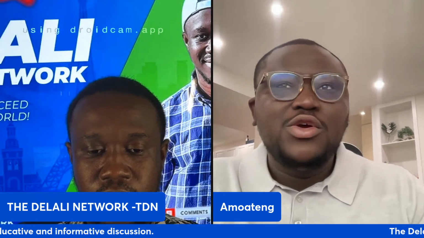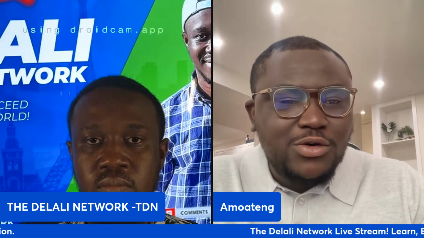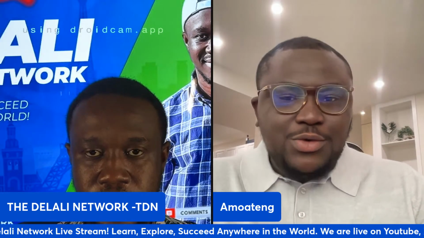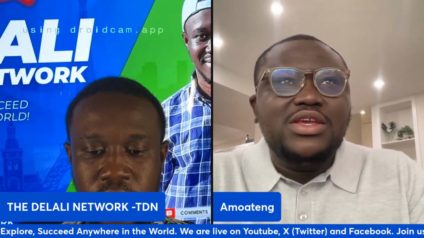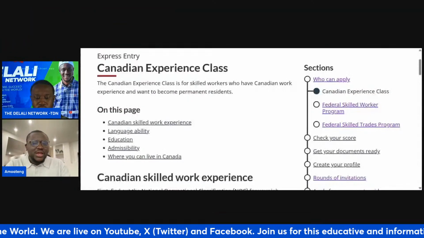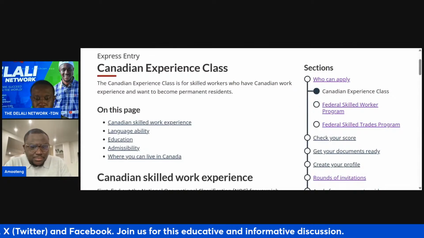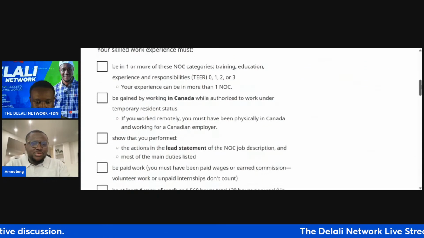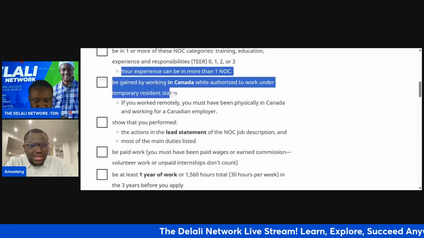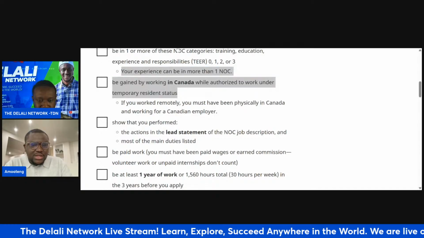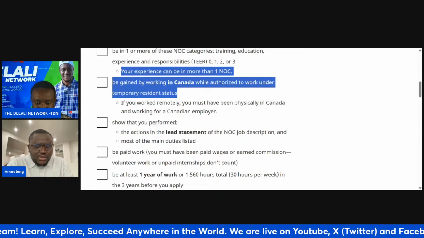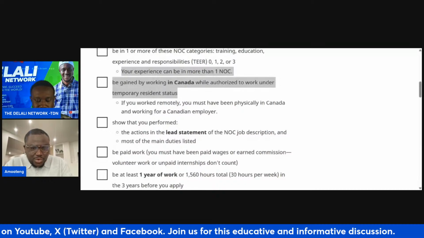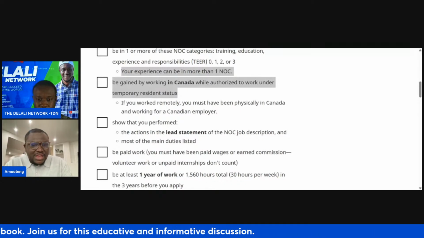Okay, so if you work for the Canadian company remotely, on what status were you working? You could work remotely, but you are outside Canada. There's something that they say: at the time that you were doing that work, you were authorized to do that work. If you can scroll down a bit. The second point, you see, it must be gained by working in Canada while authorized to work under temporary resident status. So if you worked remotely, you must have been physically in Canada and working for a Canadian employer.